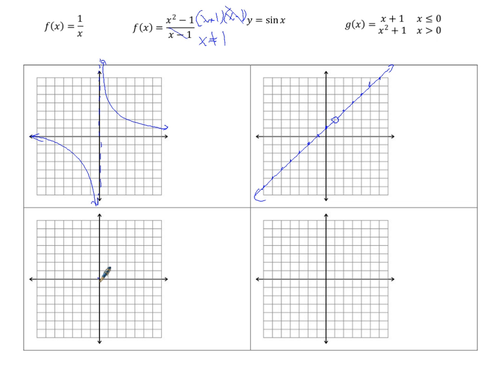We know sine starts at 0. It goes up to 1. I'm going to make my scale a little bit different here. 1, 2, 3. Maybe I'll go up to here. And 1, 2, 3, 4. So I know that my function does something to this effect. Right? That's terrible, but you get the idea. We know what sine looks like.